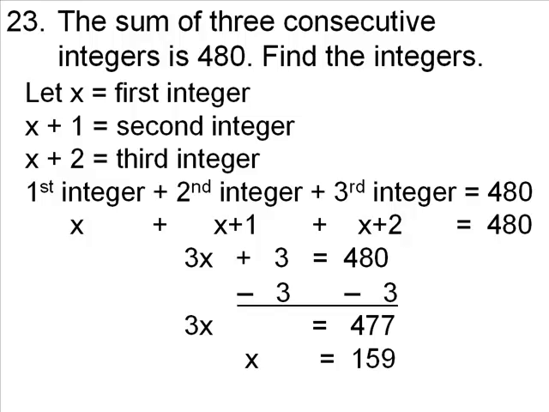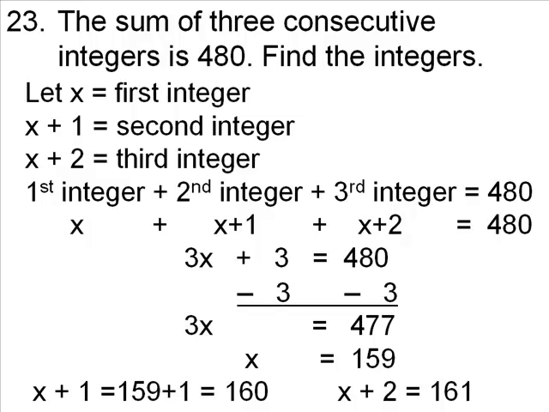Now if x is 159, what's x plus 1? X plus 1 is 159 plus 1, which is 160. That's my second integer. If the first integer is 159, the second integer is 160. And if you take 159 plus 2 now, you get your third integer. What's 159 plus 2? 161. So my three integers are 159, 160, and 161. And when you add those together, you're going to get a sum of 480.